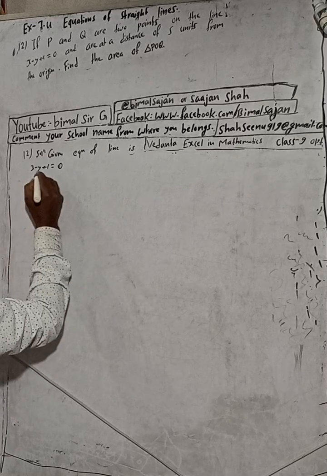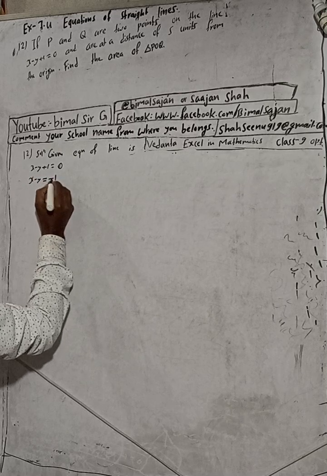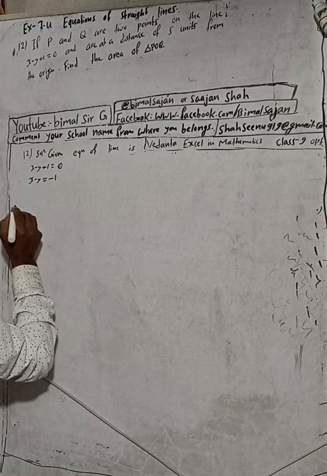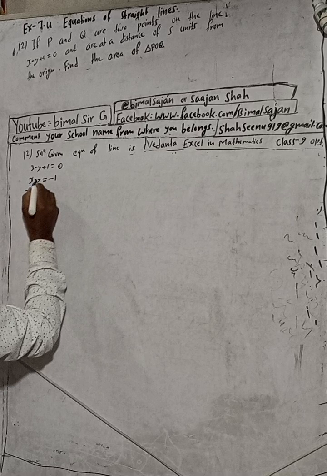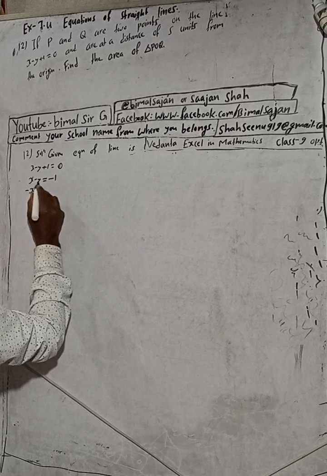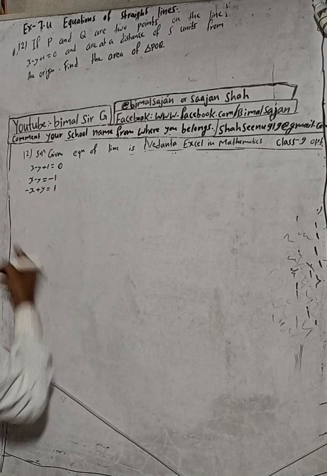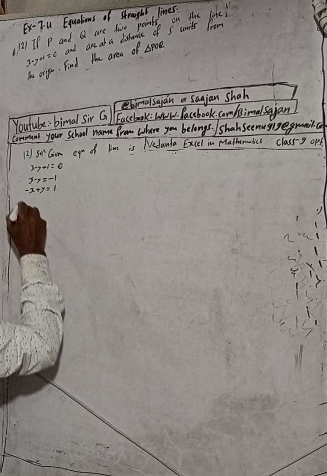Now suppose I can write it like this: x minus y is equal to minus 1. But to make this plus, what I will do? I will take minus common, so I will change this sign. This is plus x, so this will be minus x. This is minus y, so it will be plus y, and this is minus 1, so it will be plus 1. Okay, this is the sequence. Now dividing both sides.